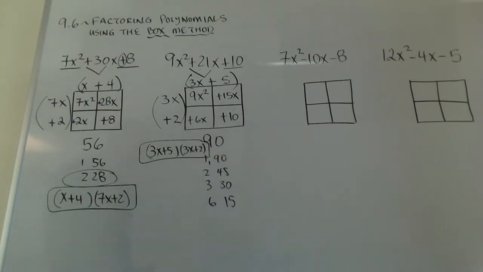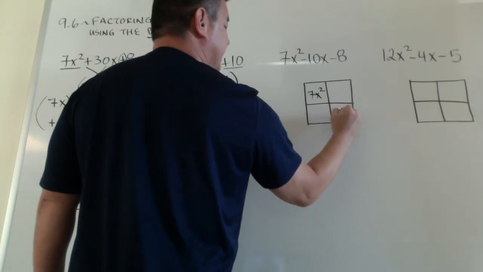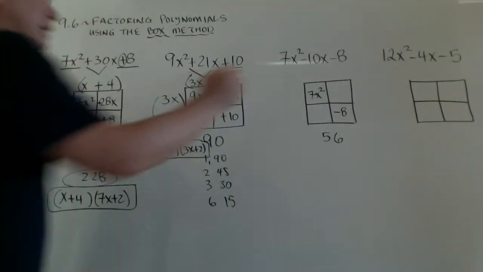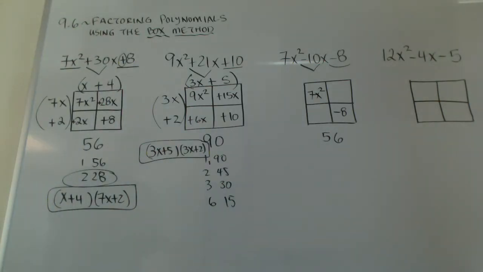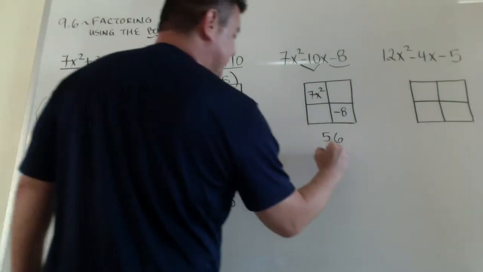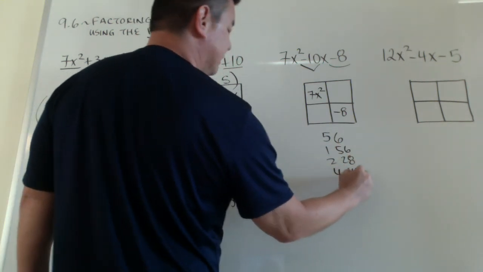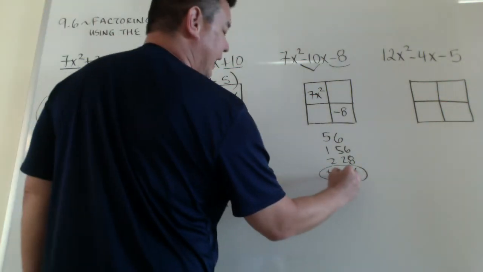The other thing I can do is do it again with a negative 8 now. I'm going to put the 7x squared here and the minus 8 here, and multiply the 7 and 8 to get 56. But now, because this is a negative 8, I need a difference of negative 10. So I go 1 and 56, 2 and 28, 4 and 14, there's my difference of 10. But I need it to be negative 10, so I need the 4 to be positive and the 14 negative.